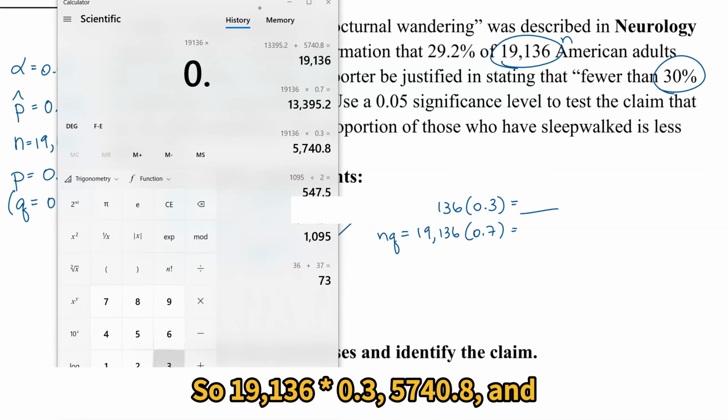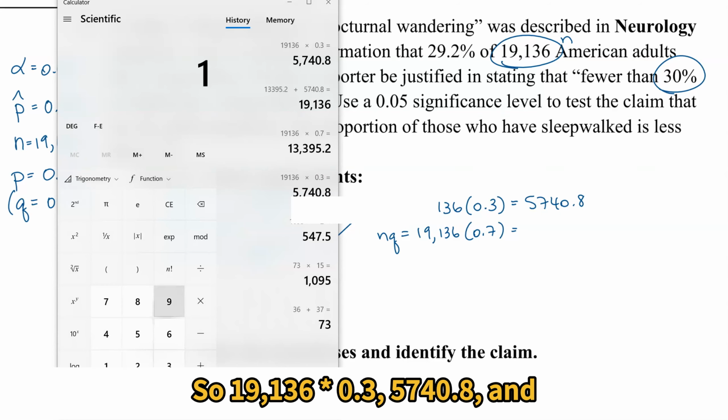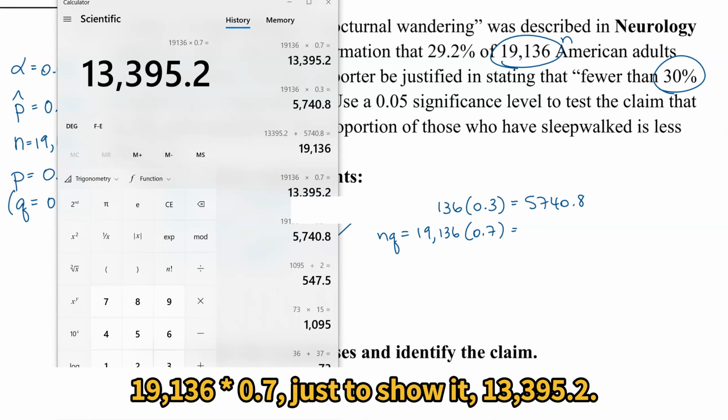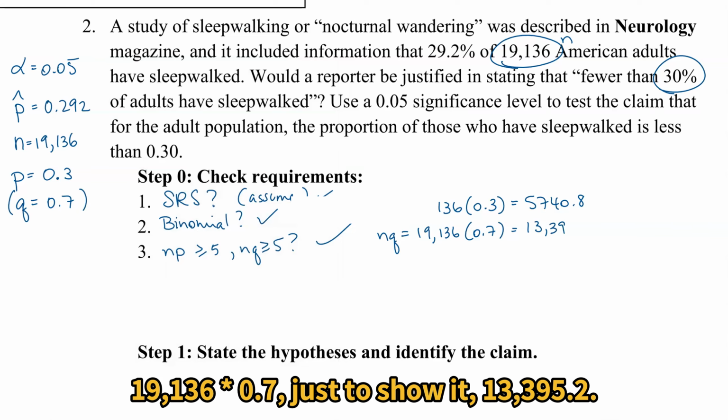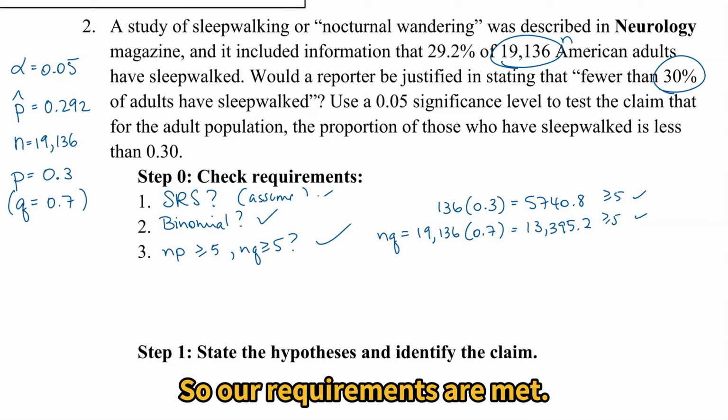So 19,136 times 0.3 is 5,740.8, and 19,136 times 0.7, just to show it, is 13,395.2. Both of these are greater than or equal to 5. So our requirements are met.